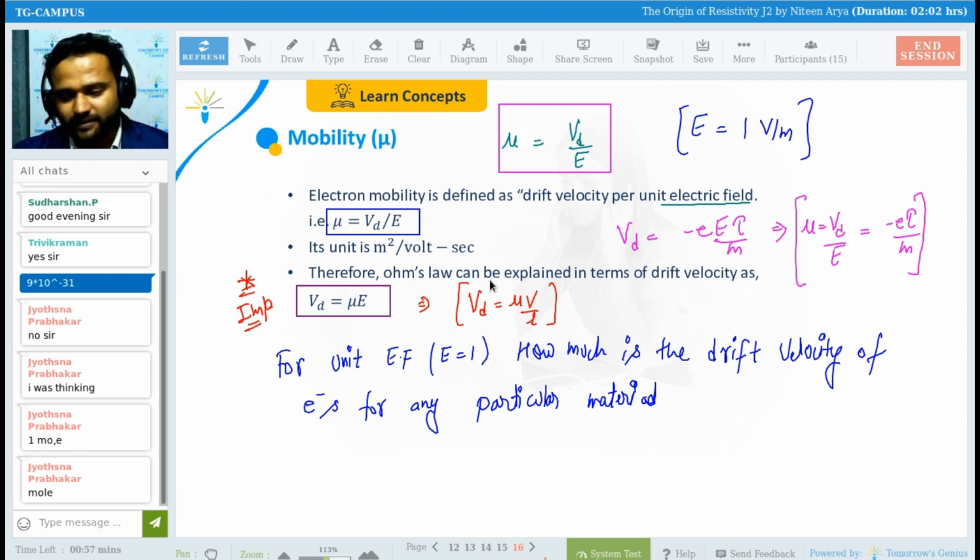You need to understand what quantity is given to you in a numerical question, and what is being asked. Using a bunch of relationships, you need to solve the question, and you can do that when you practice. As simple as that. Till now everything is clear, everyone? That is nothing new, but the drift velocity for 1 unit of electric field, 1 volt per meter, or we can say for unit electric field. That is material dependent.